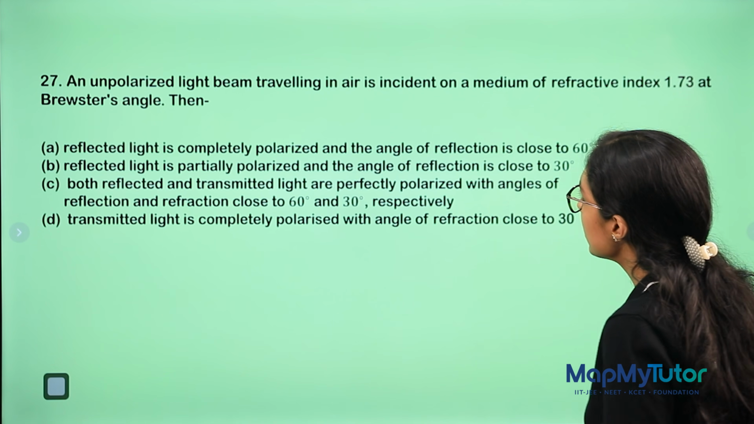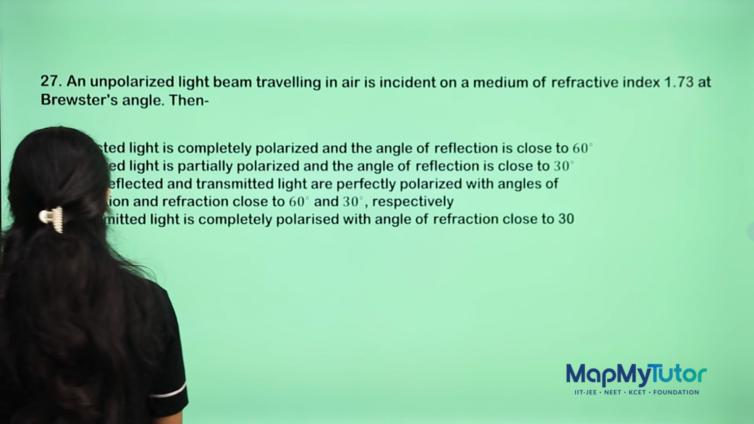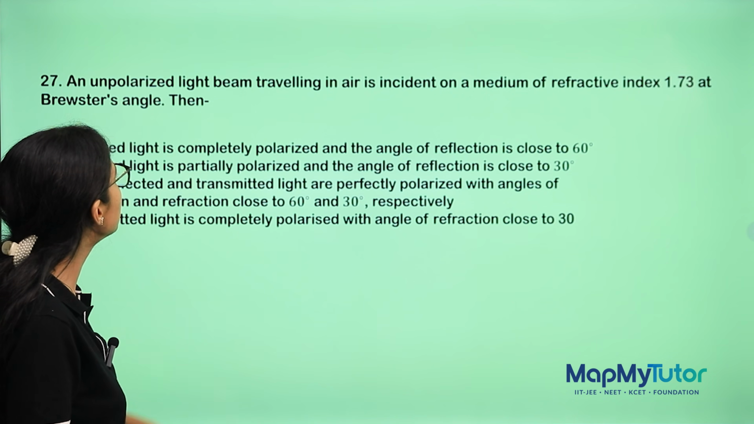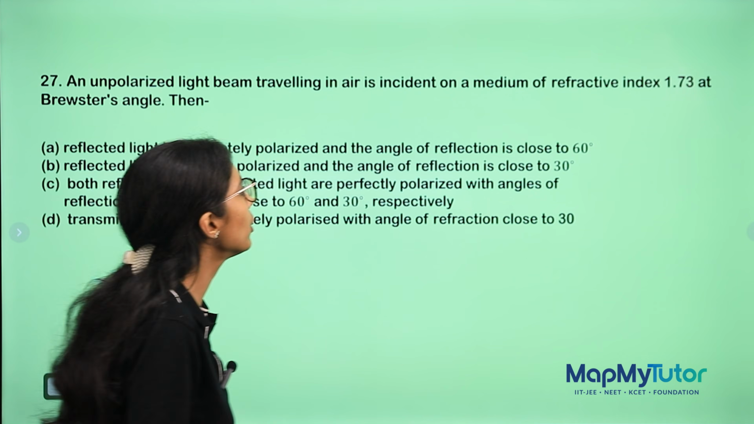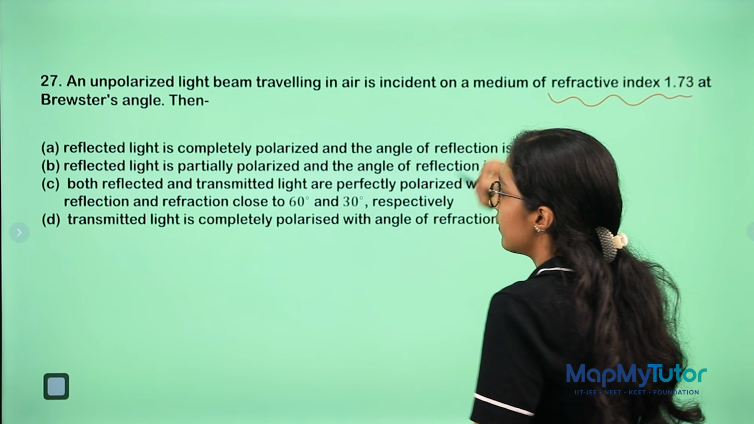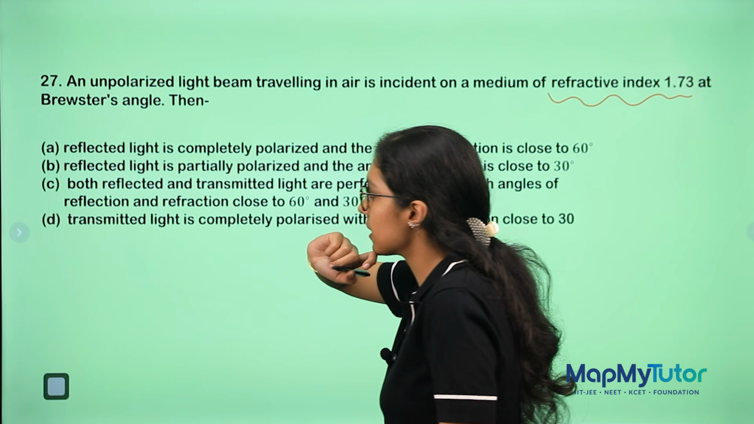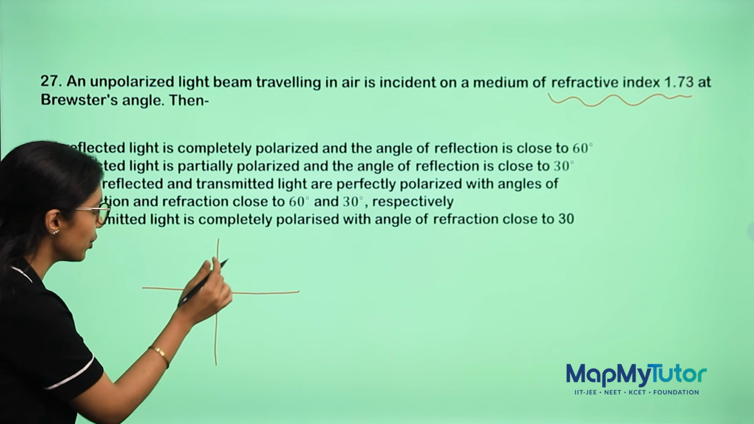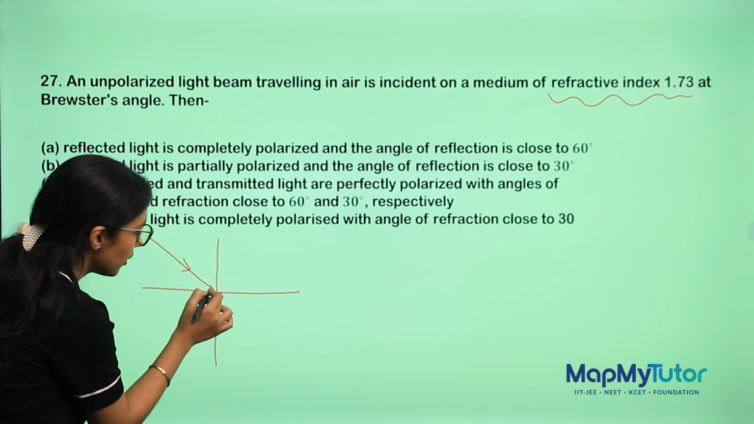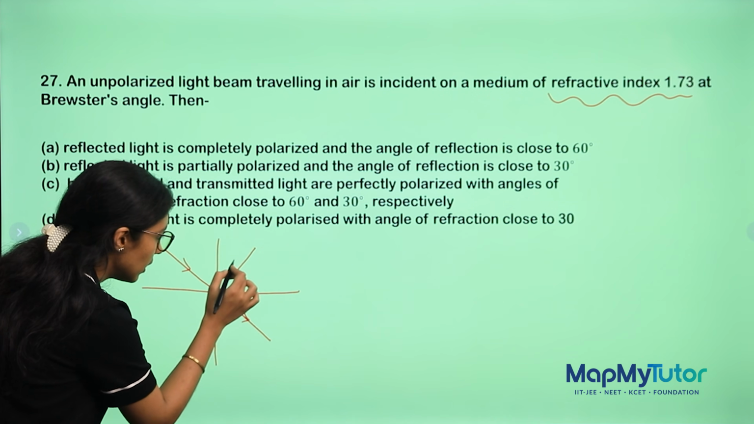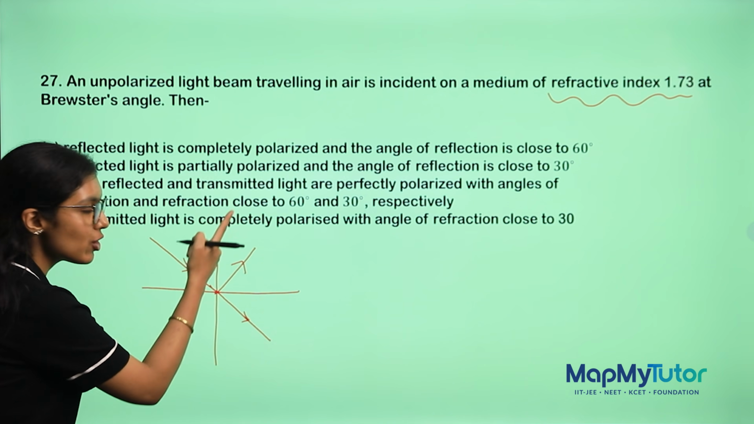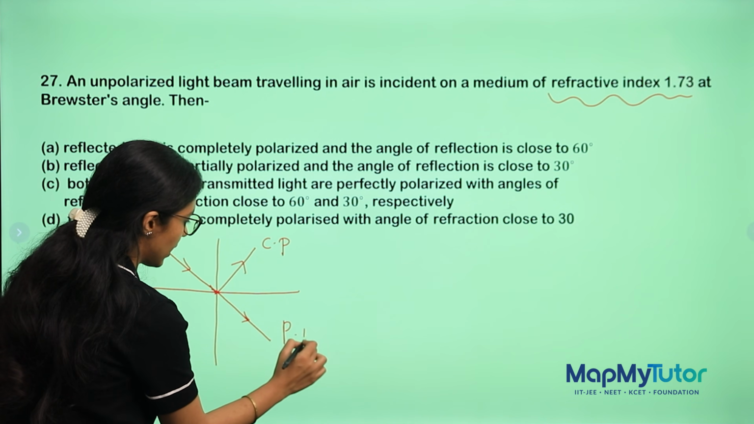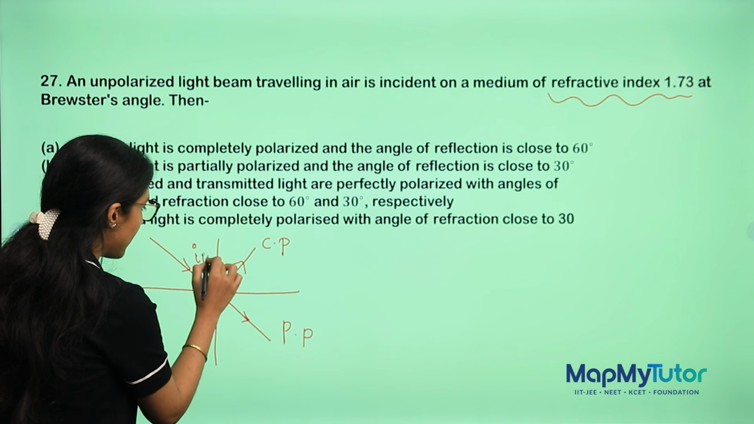Moving ahead to the next question. That is 27. Read the question carefully. Again, it's very simple. Very conceptual in fact. An unpolarized light beam traveling in air is incident on a medium of refractive index 1.73 at Brewster's angle. So what is Brewster's law? What did Brewster tell? He told that if there is a reflecting surface and incident light, some of it gets refracted and some reflected. So the one which is reflected is completely polarized.